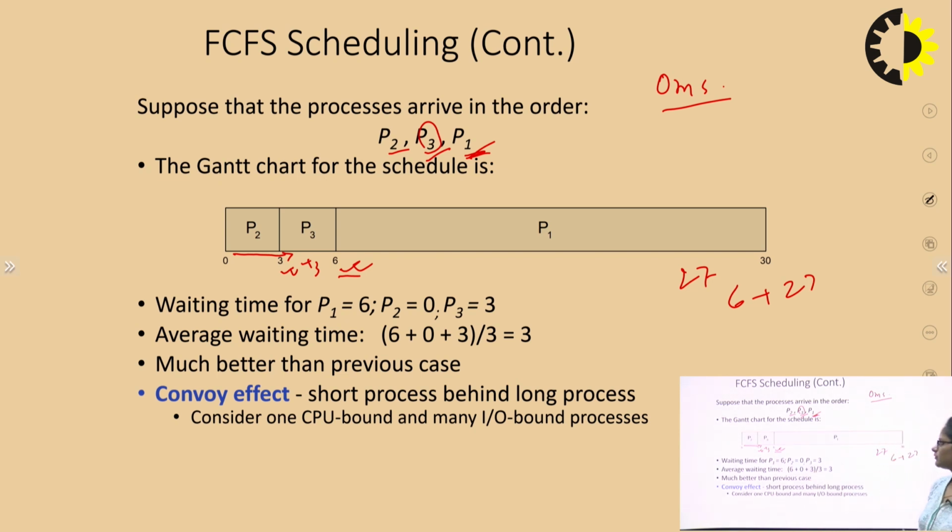So waiting time for P1, waiting time of P2, and waiting time of P3 we can find. How can we find the waiting time of all these three? P2 arrives and it gets the CPU, so P2 did not have to wait at this time, so its waiting time is 0.